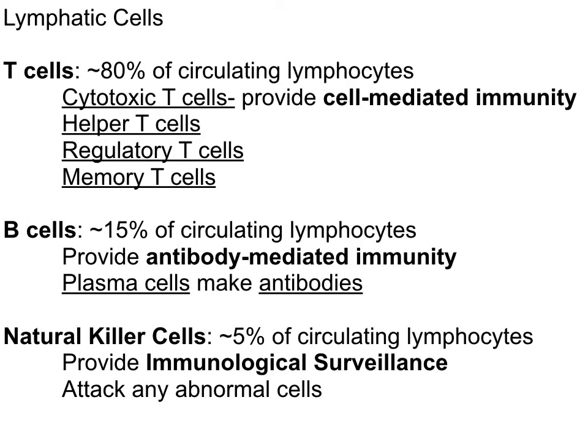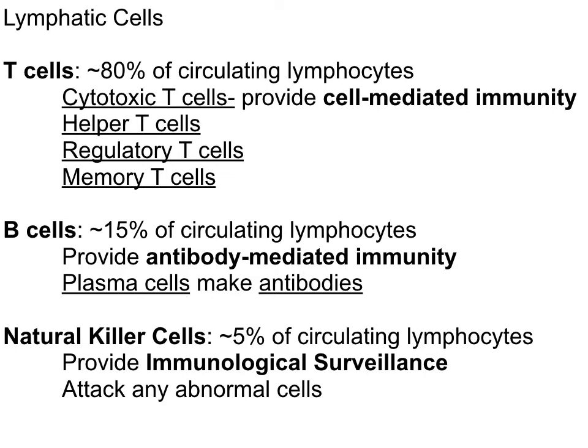Now let's talk a little bit about the different cells that you find in the lymphoid system. T cells, also known as T lymphocytes, form 80% of the circulating lymphocytes. T lymphocytes are born in your red bone marrow, but then mature in a lymphoid organ called the thymus. Now, there are 4 main types of T cells. The first that we're going to talk about are your cytotoxic T cells.